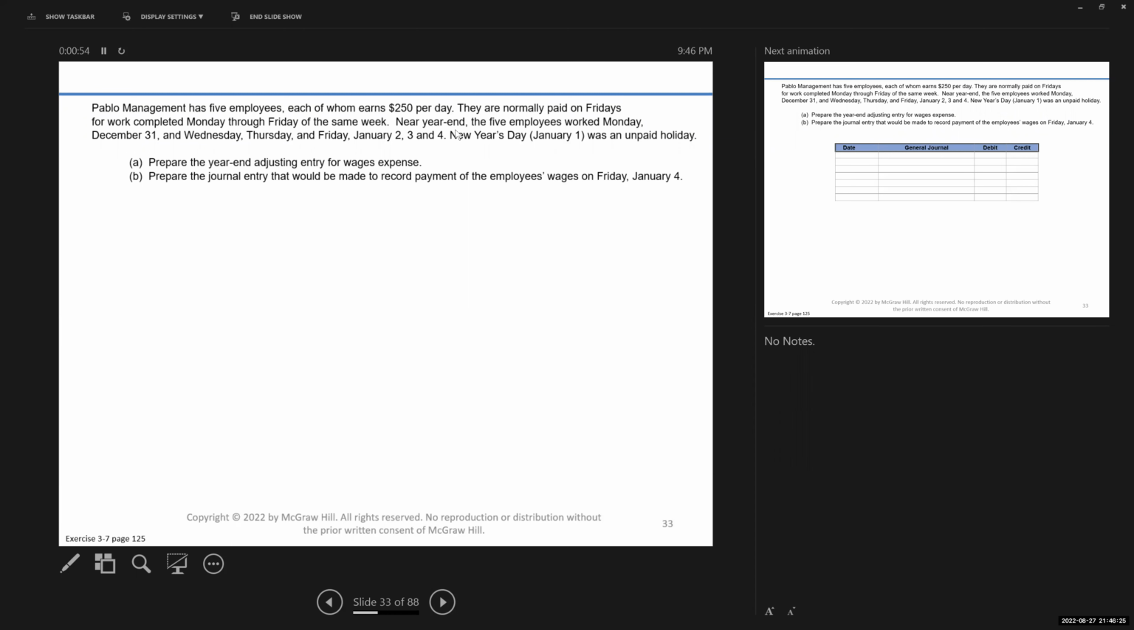Near the end, 5 employees worked Monday, December 31, Wednesday, Thursday, Friday, which is January 2nd, 3rd, and 4th. New Year's Day, January 1, was an unpaid holiday.